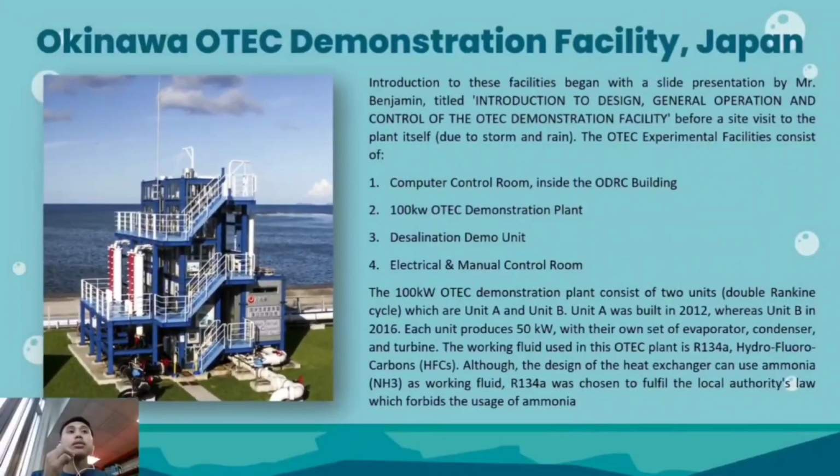Would like to present about available design and specification for OTEC. For the first design, we have Okinawa OTEC demonstration facility in Japan. Introduction to these facilities begin with a slide presentation by Mr. Benjamin. The OTEC experimental facilities consist of computer control room, 100 kW OTEC demonstration plant, desalination demo unit, electrical and manual control room. The 100 kW OTEC demonstration plant consists of two units, double Rankine cycle, which are Unit A and Unit B. The working fluid used in this OTEC plant is R134A, hydrofluorocarbon.